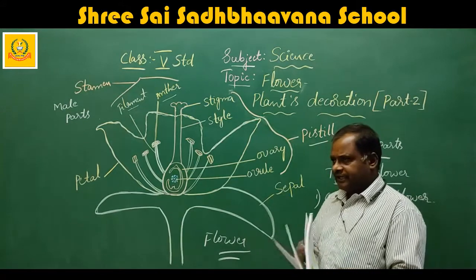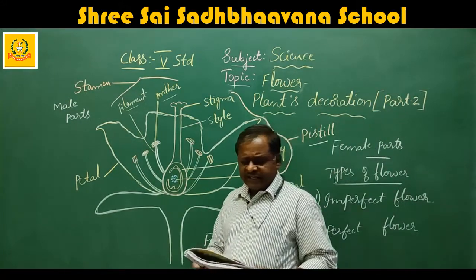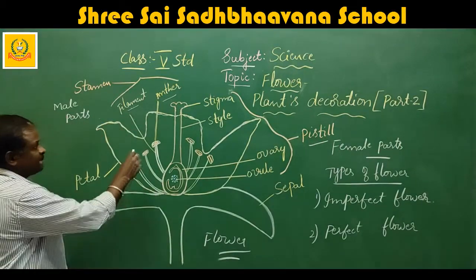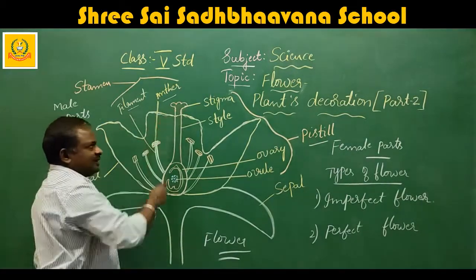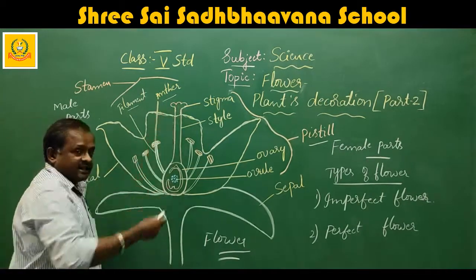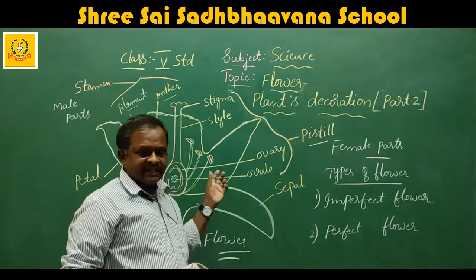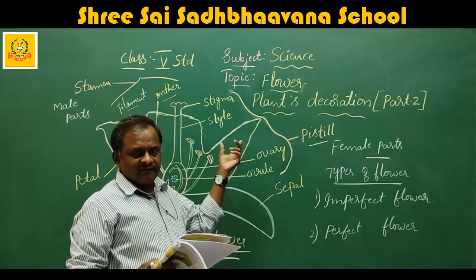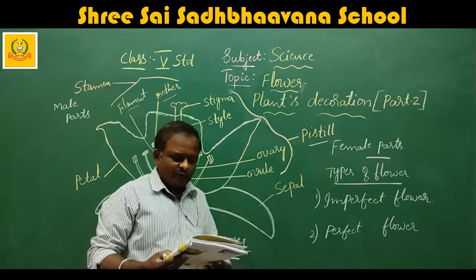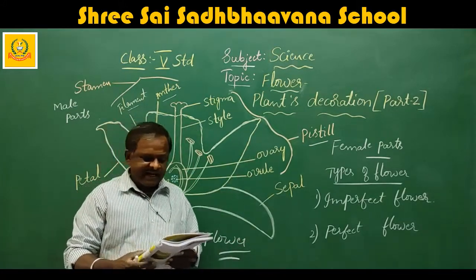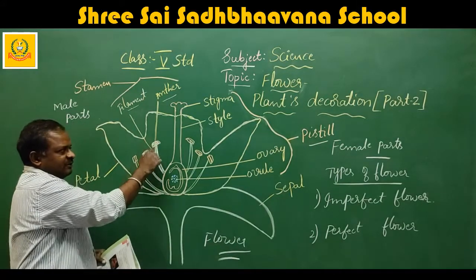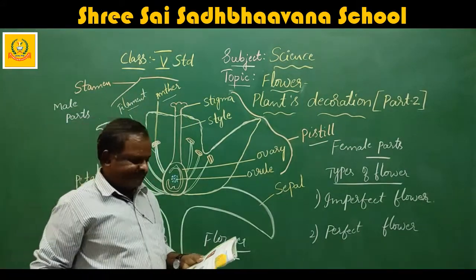What are pollinators? Pollinators are the mediums, that means they carry pollen grains to the stigma. They carry from here to here. Those that carry things are called pollinators. The pollinators are the mediums that carry nectar or pollens from one flower to another flower.